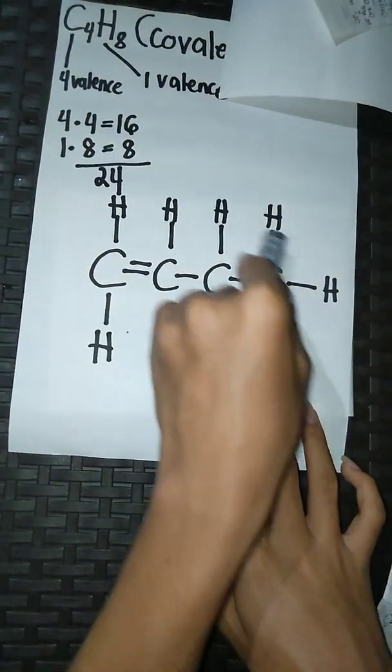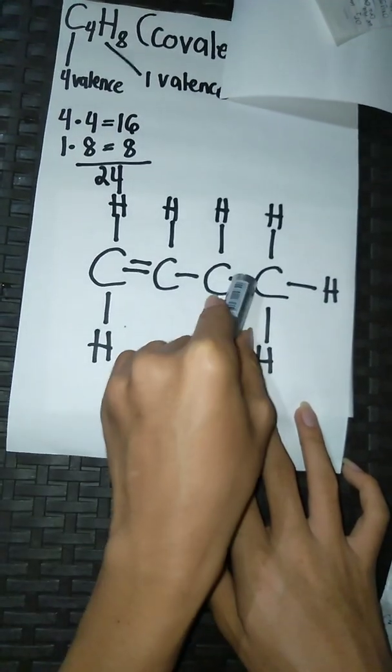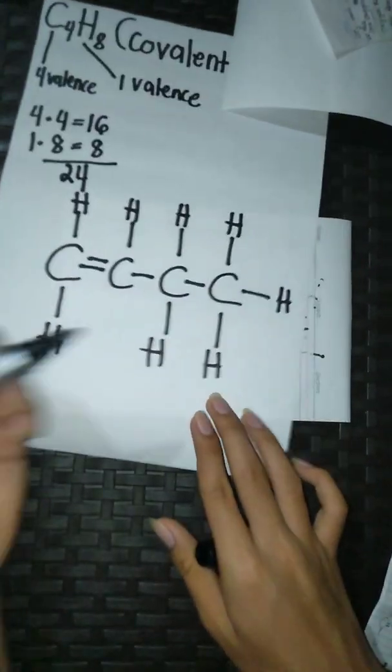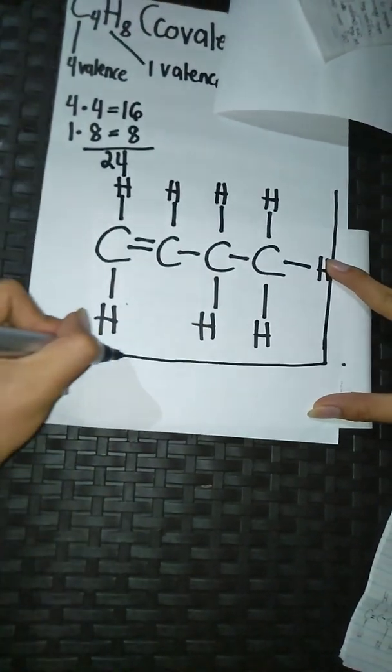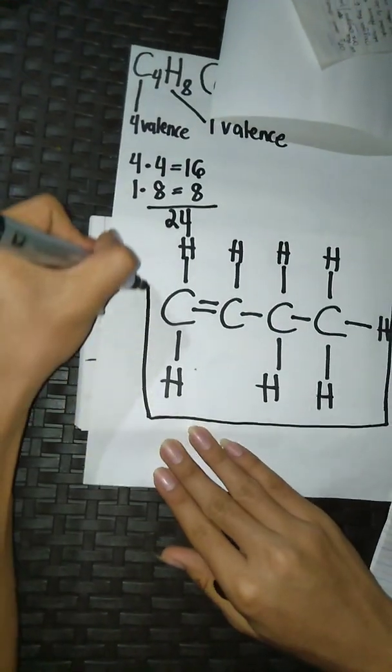Then count off all the bonds together. We have 2, 4, 6, 8, 10, 12, 14, 16, 18, 20, 22, 24. The perfect valence electrons. And now, it is the formation of the C4H8 Lewis structure.